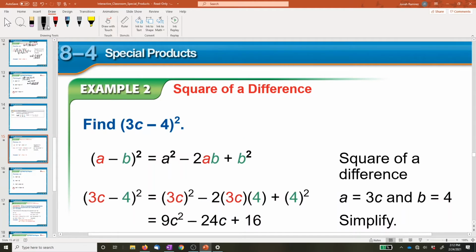Okay, the square of a difference. (a minus b) squared equals a squared. And here's the only part that's different: now that we're subtracting, we're going to subtract the middle term, minus 2ab, and then the last part is still going to be plus b squared. So let's do this one.